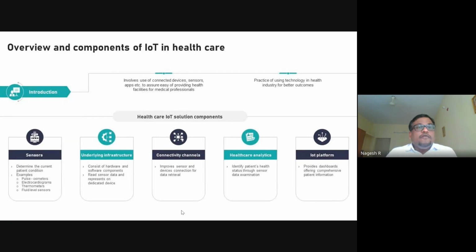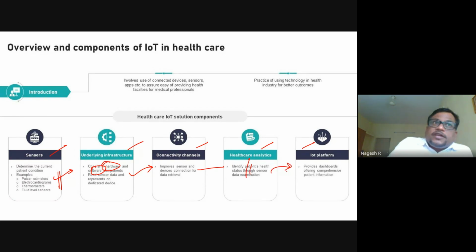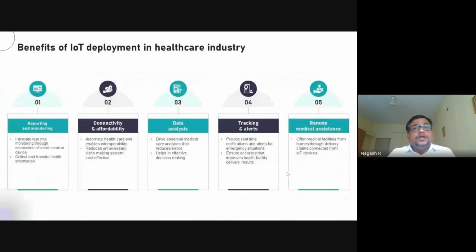The overview and components of IoT in healthcare are the sensors, the underlying infrastructure, connectivity channels, healthcare analytics, and the IoT platform. The sensors, which I will be discussing in detail, gather the information and give it to the underlying architecture, which is hardware and software components. That is analyzed by the healthcare analytics and provided to an IoT platform where the healthcare providers can analyze the data sets.